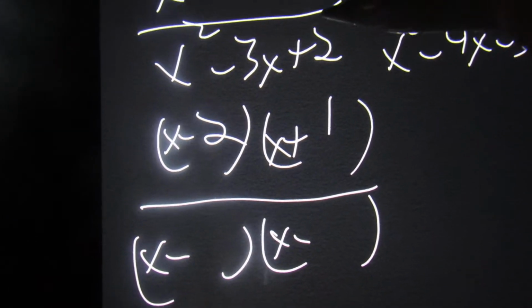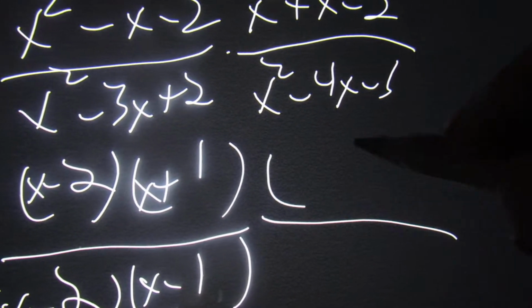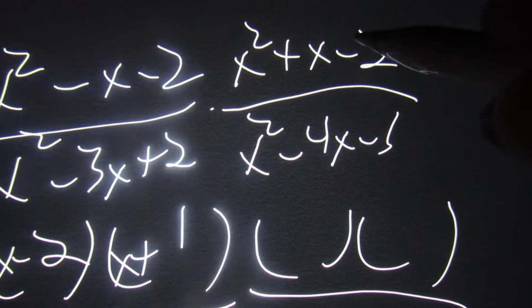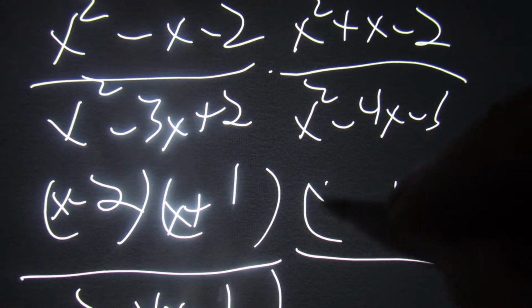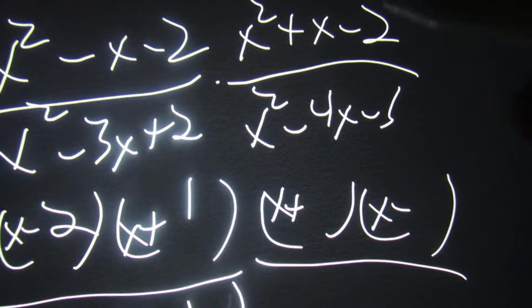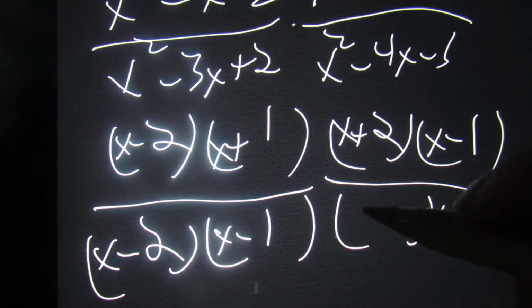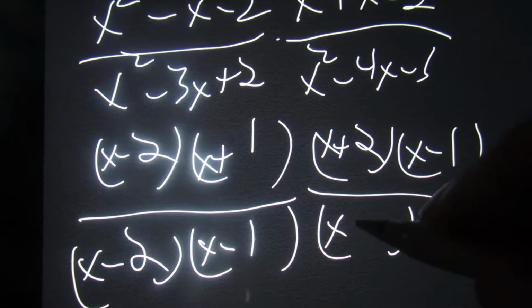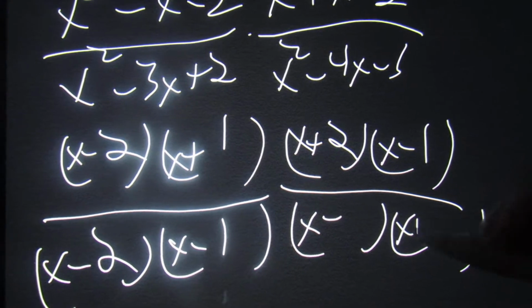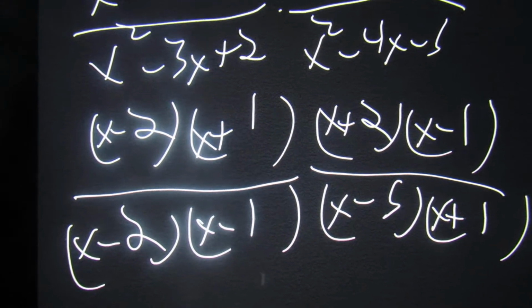Our factors that exist for 2 are 2 and 1. For here, we have a minus and a plus, so that means we're going to have (x + ), (x - ). And our factors, again, are just 2 and 1. And here we have a minus and a minus, so we'll have (x - ), (x + ). Our factors for 5 are 5 and 1.